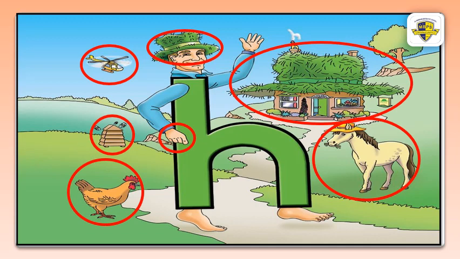And here we've got Harry Hat Man. Look at all the pictures which begin with h and their names. What are they? Horse. House. Put your finger on the house. Horse. Hand. Helicopter. Hen. And where do the bees live? Hive. A bee's hive.